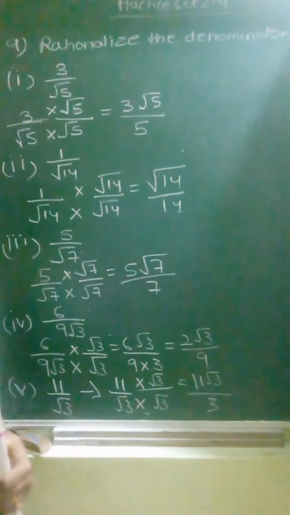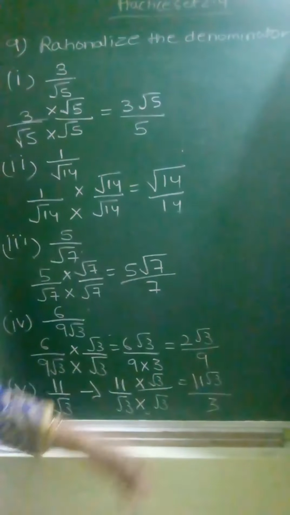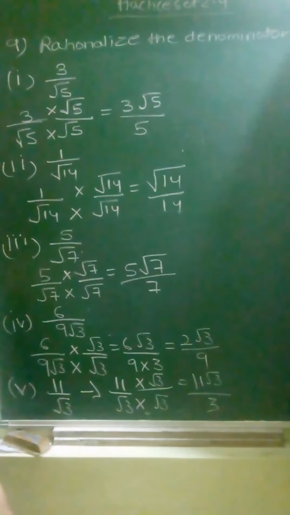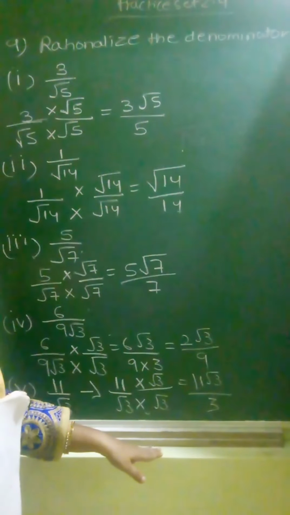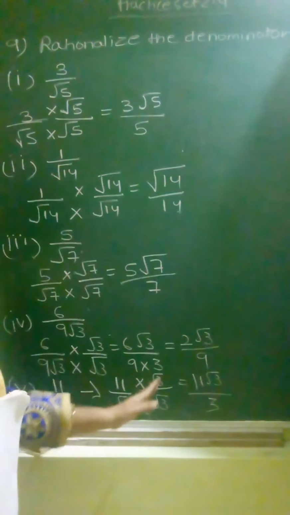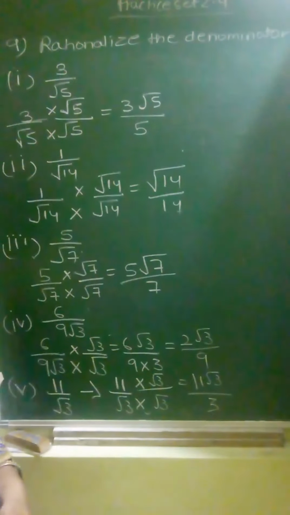So this is how we can rationalize a particular surd, which is an irrational number, by multiplying it with the same surd again. By multiplying it with itself only, we can get a rational number. So this is how we can rationalize the denominators of fractions in which we have a surd at the place of the denominator.